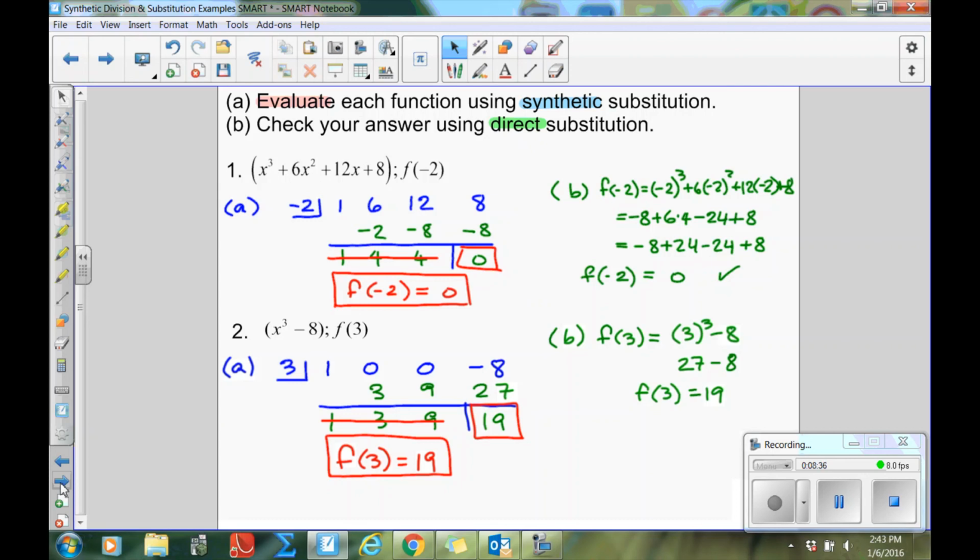Pay attention to the vocabulary. You need to differentiate between division and evaluating. You also need to differentiate between synthetic substitution and direct substitution. Those will be the key words.